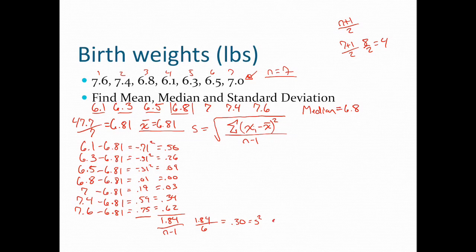And we want to go from our variance to standard deviation. Remember, we take the square root, so S is going to equal the square root of 0.30, so S is going to equal 0.55 here. And so we would say our standard deviation is 0.55 units of the weight in pounds. And that is how we do standard deviation.